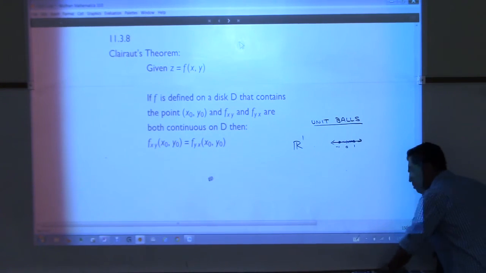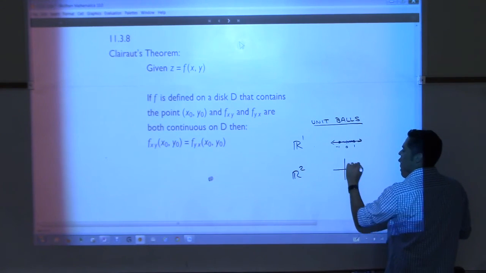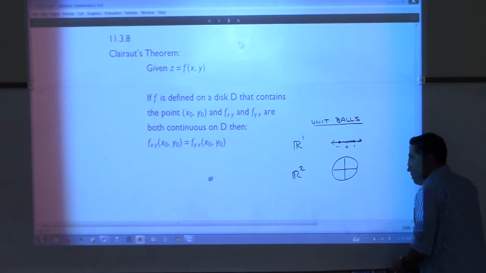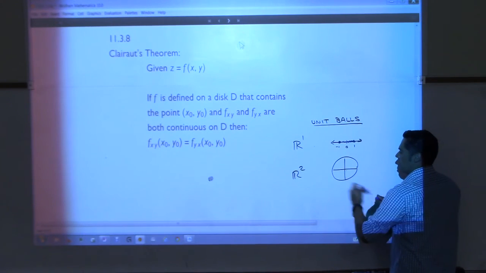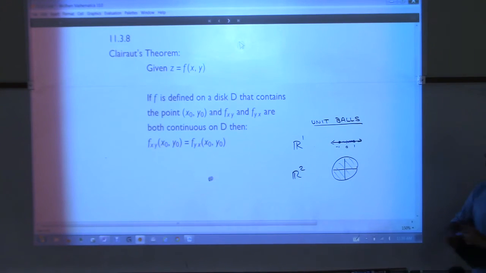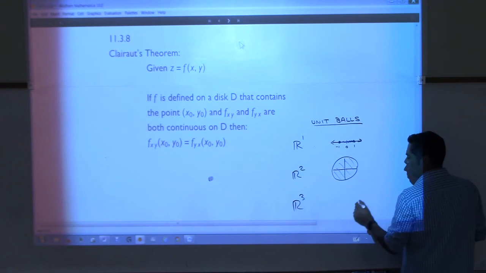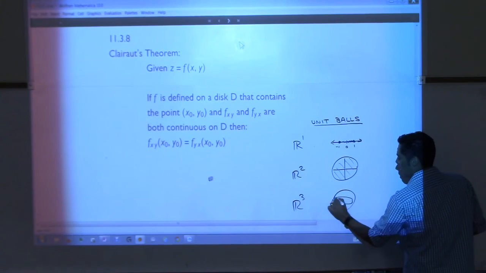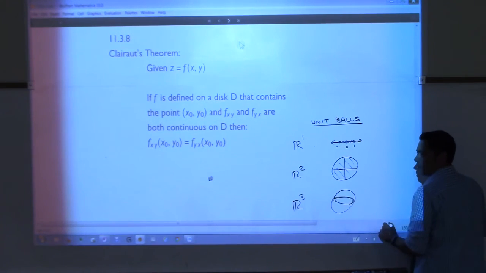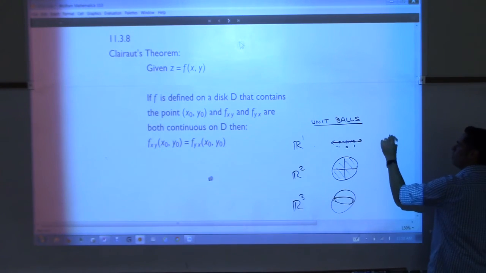A unit ball in two-dimensional space is going to be a circle of radius 1. And it's everything inside and including the boundary. That's a unit ball in 2D. In 3D, that's a unit circle, right? In 3D, it's the unit sphere, right? Three-dimensional. It's everything inside and the edges. How about in R4?